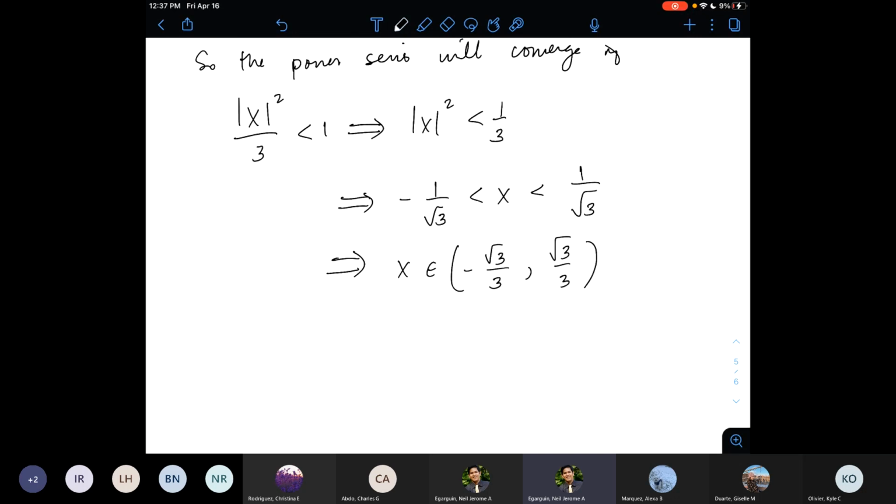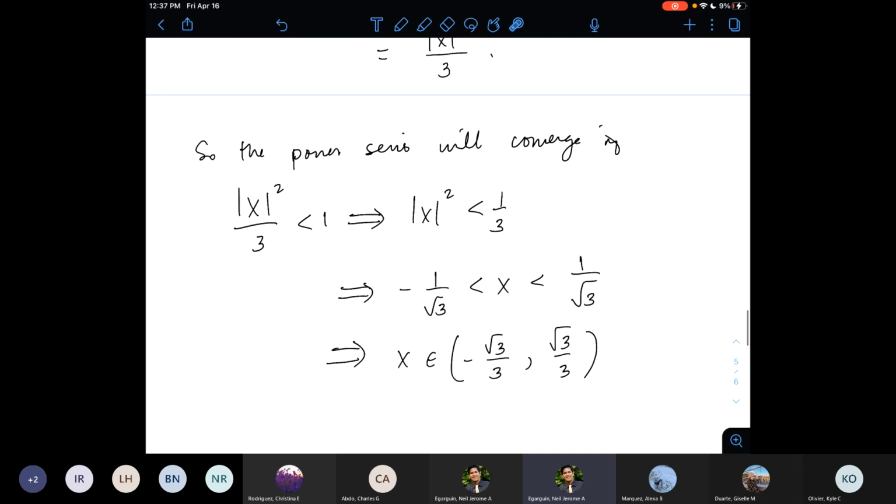This is all that the test will tell us, that it will converge if you are in this open interval. It will be divergent whenever the limit is greater than 1, but it is inconclusive when the limit is equal to 1. So we need to do other tests whenever we are on the boundaries.